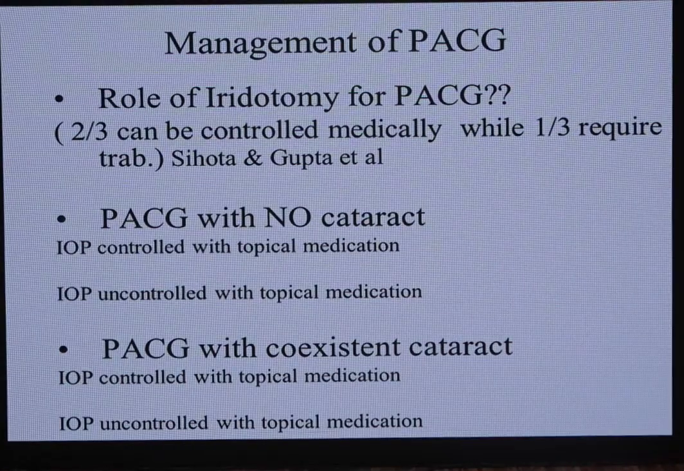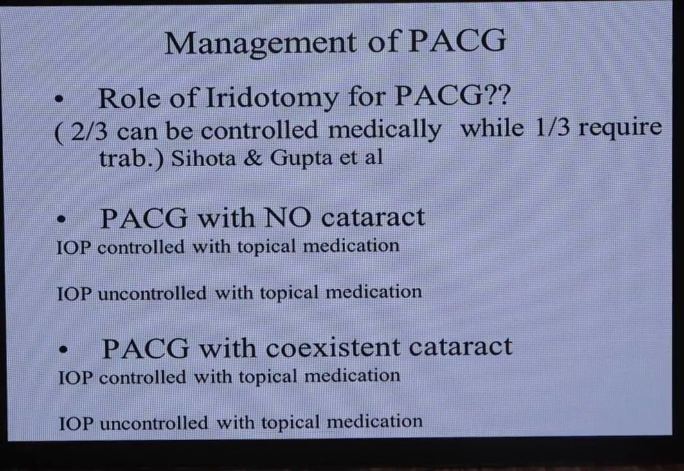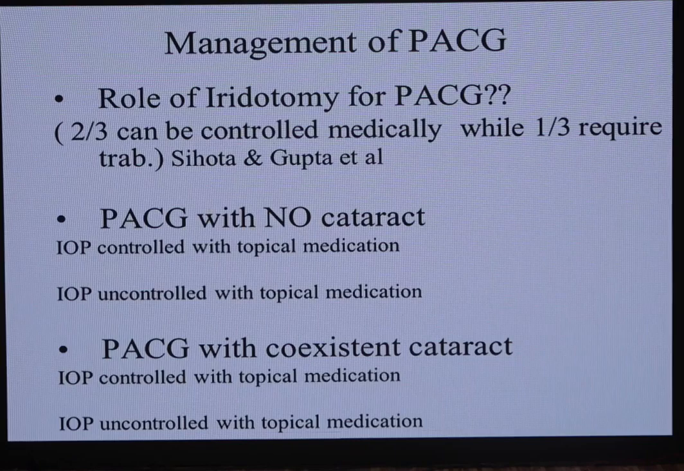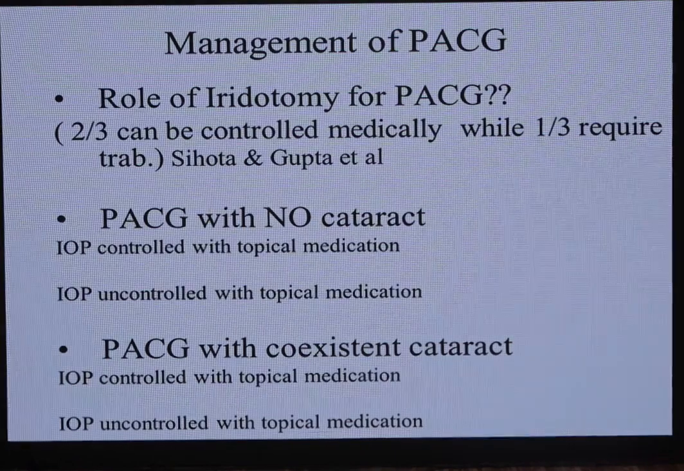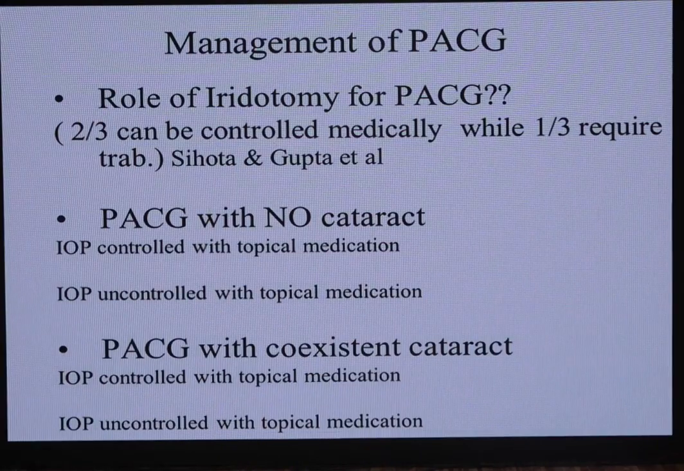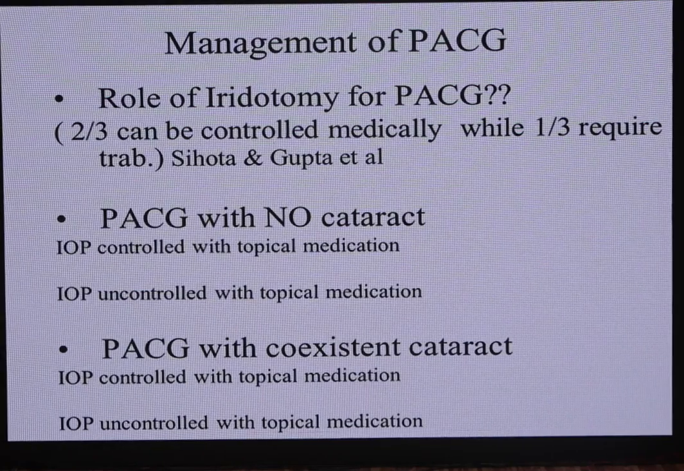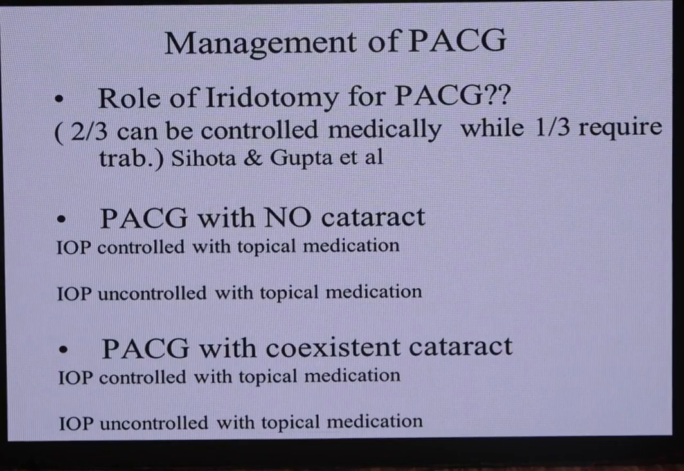So the next important thing, in fact the most important thing about primary angle closure glaucoma, is how to manage it. Once glaucomatous optic neuropathy has set in, in a scenario where there is a primary angle closure glaucoma, you have to understand what to do: to do a cataract surgery, to do a trabeculectomy, or to do a trab with a cataract surgery. Okay? This is something that you have to be very clear about.